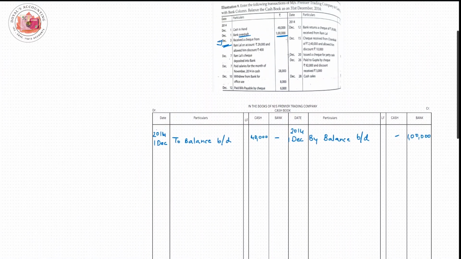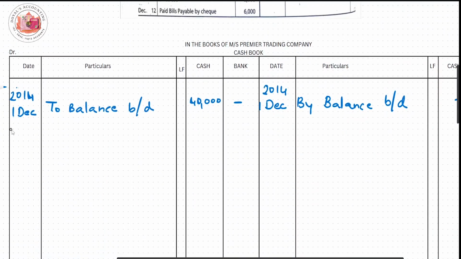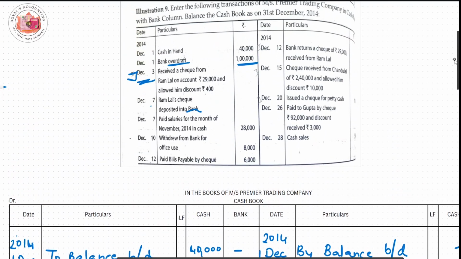Now, on December 7th, Ramlal's check has been deposited into the bank. So now we will write here, 7th December, to check in hand, Ramlal account, 29,000 in the bank column, because this is a banking transaction. Now the next transaction, let's see.